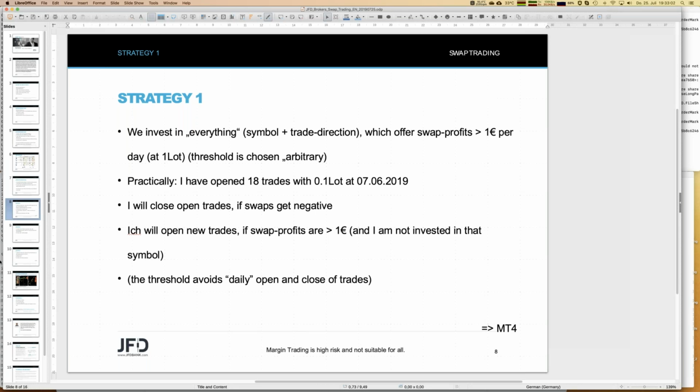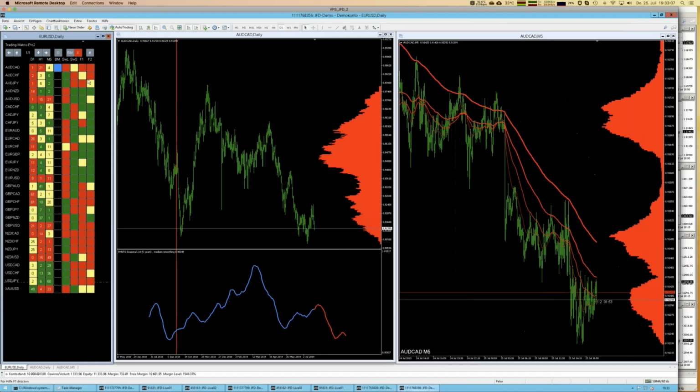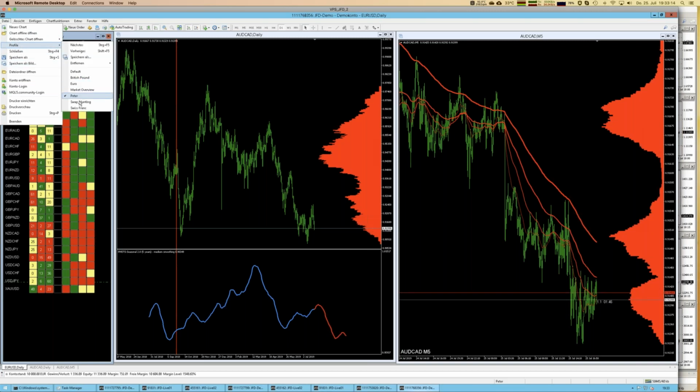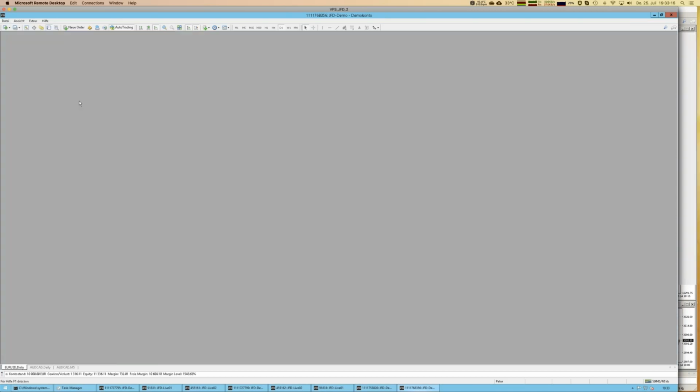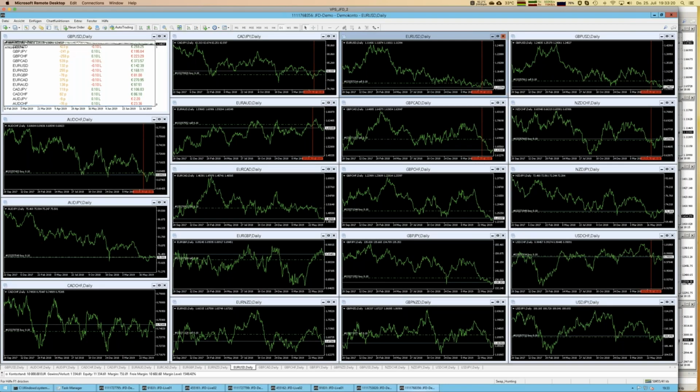Let me go to MT4 and show you my account. That's on server 2, and to that we come later. Let me change my profile for swap hunting, and then you will see my 18 open trades. So I have 18 open charts, and as you can see in some charts, I put the red line because that red line is the 7th of June. That's the point in time I opened the trade.